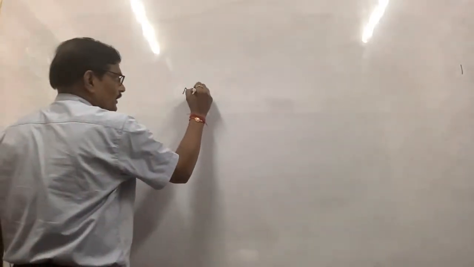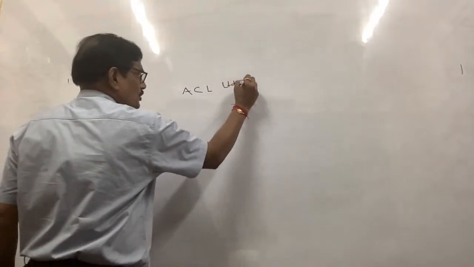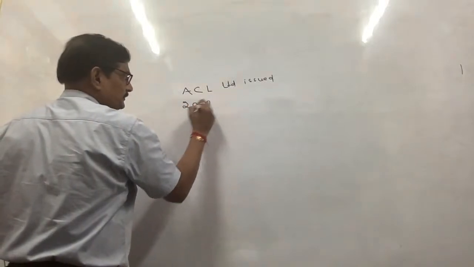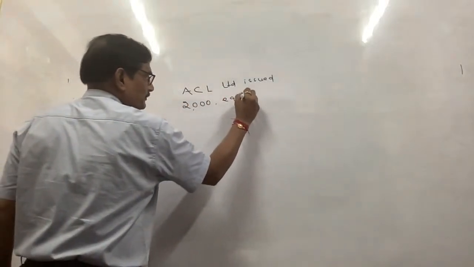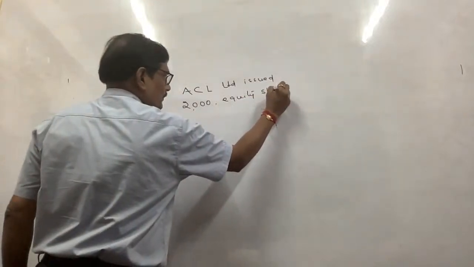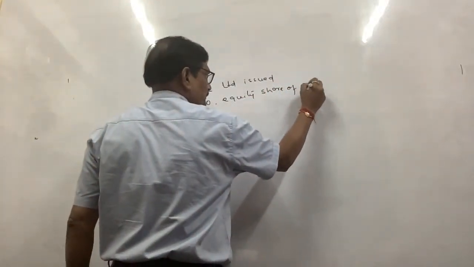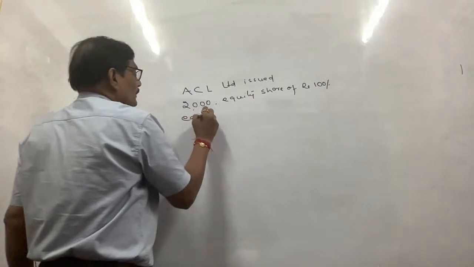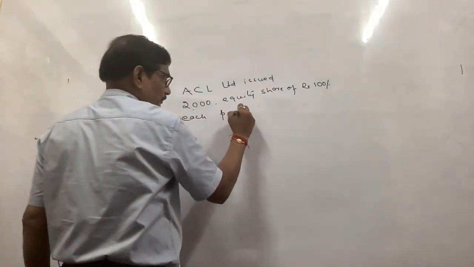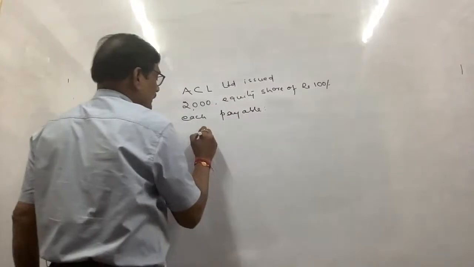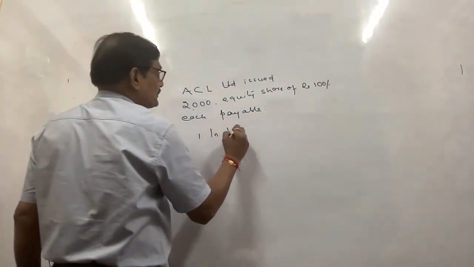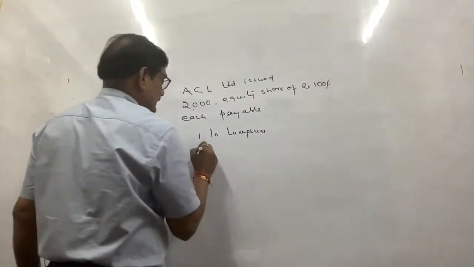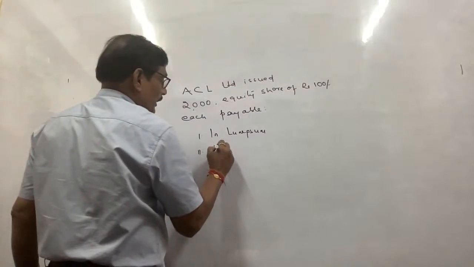Suppose ACL Limited issued 2000 equity shares of rupees 100 each payable in two cases: the first in lump sum, and the second one in installments.